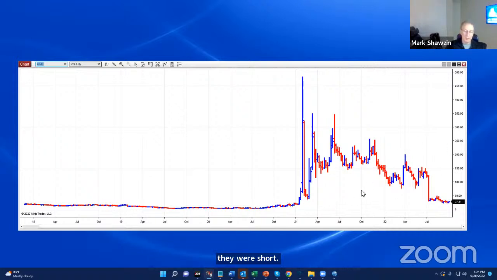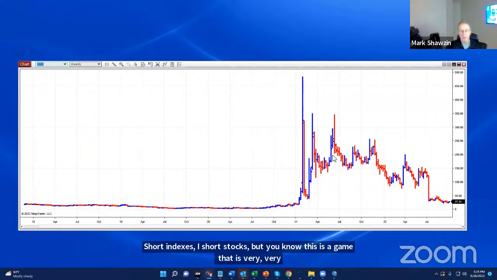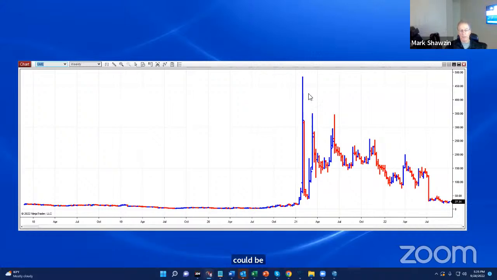So this is a very difficult thing. To me, there's a lot of money being made on the downside. I short indexes, I short stocks, but this is a game that can be crippling. I mean, this could bankrupt you. And you can't get out. You can't control yourself. You can't control your risk. The market just goes up here.